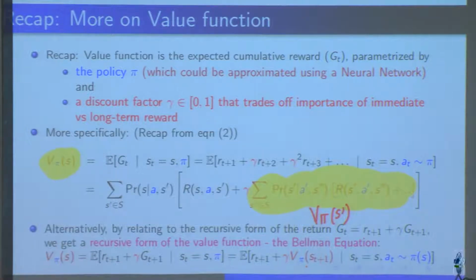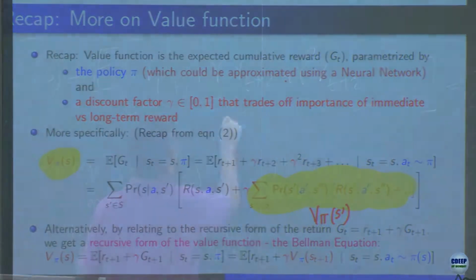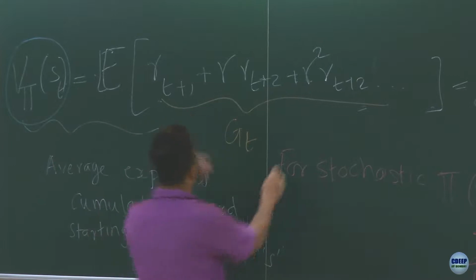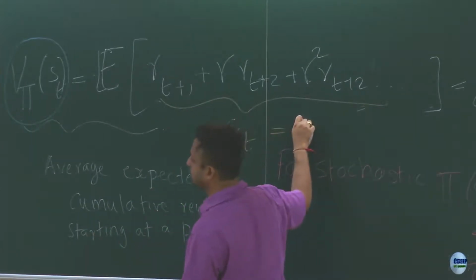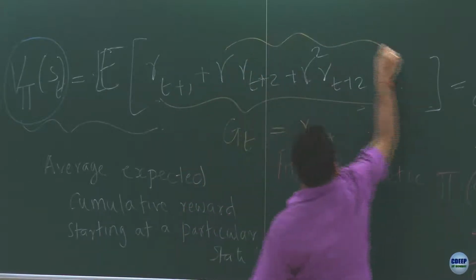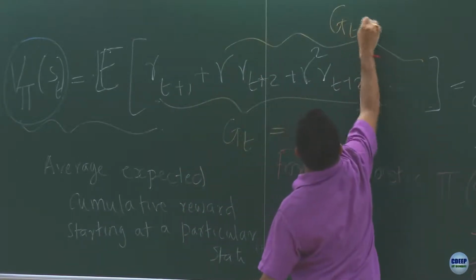You could also make use of the fact that the return GT, the cumulative reward itself, could be written recursively. That's another way you can write it, right? GT is RT plus 1 plus gamma times GT plus 1, the cumulative reward. This entire thing is what we were referring to as GT. But now you can write GT as RT plus 1, separate this out, plus gamma times GT plus 1.